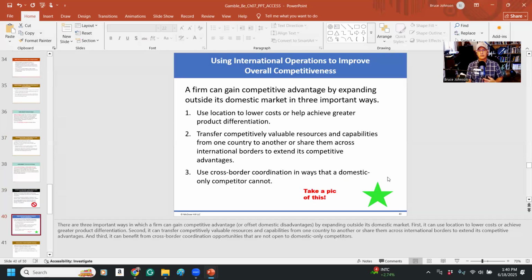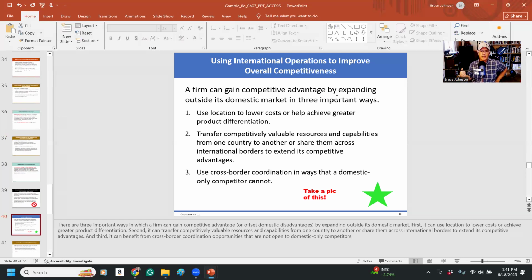All right. Anytime you see a green star or other writing in there that doesn't look like it belongs, that's me adding it. You might want to be aware of this because you're probably going to see it again in the future. One of the questions that comes up is, does operating overseas or in other countries increase our level of competitiveness?